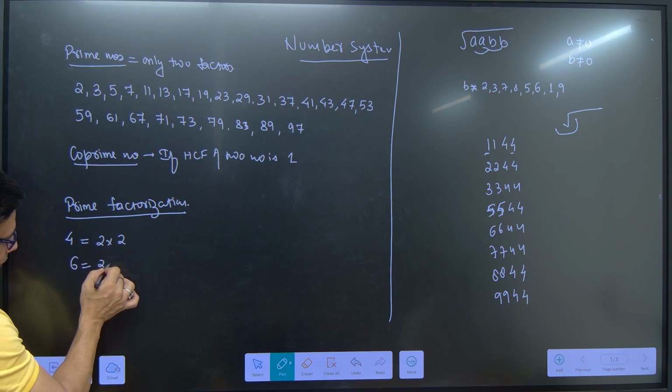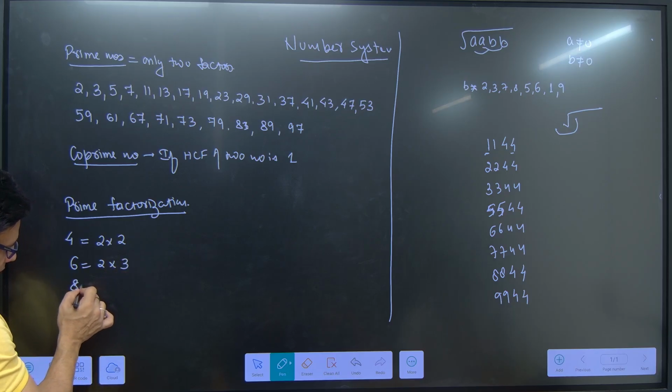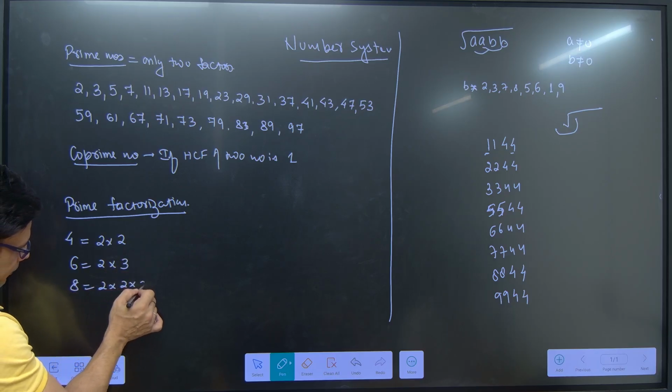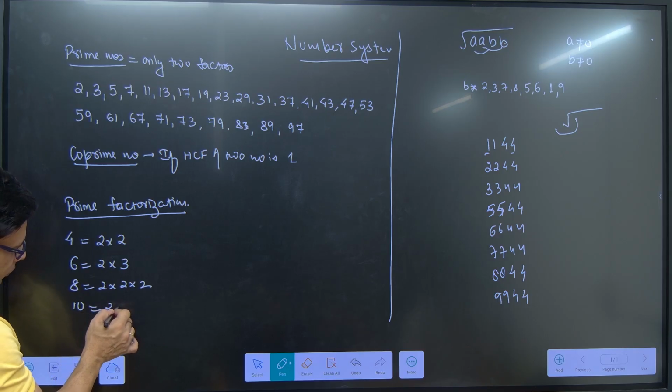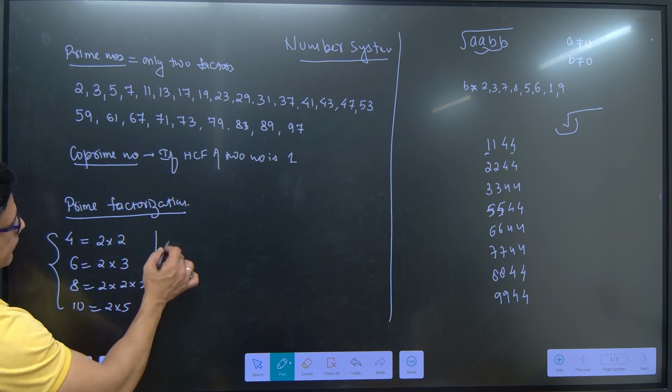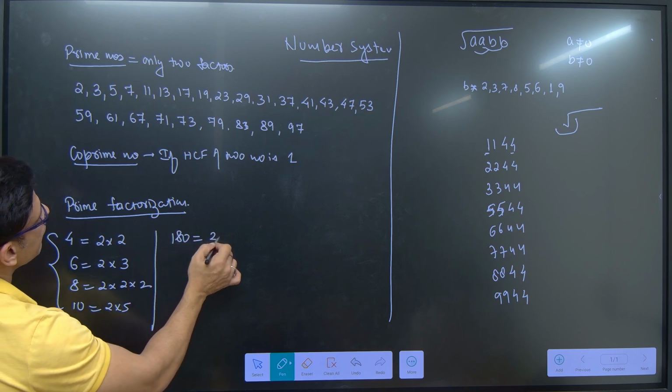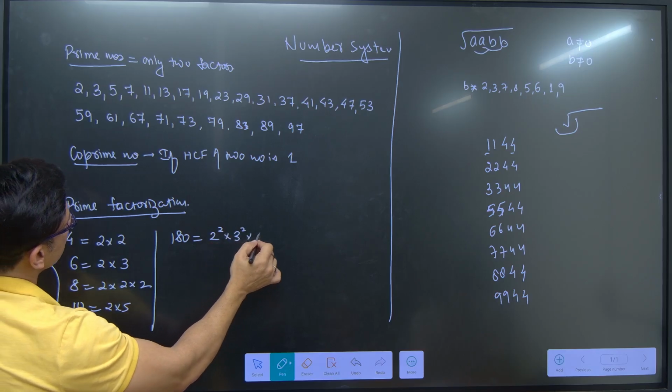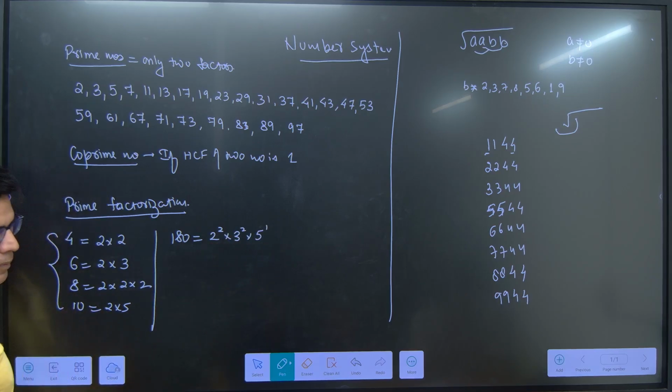6 is made up of 2 and 3. 8 is made up of 2 2 2. 10 is made up of 2 and 5. Look at it, if you pick up any composite number, it is made up of primes. That is called prime factorization. Writing a composite number as a product of its primes is called prime factorization. Example 180: 2 square, 3 square into 5 raised to power 1.